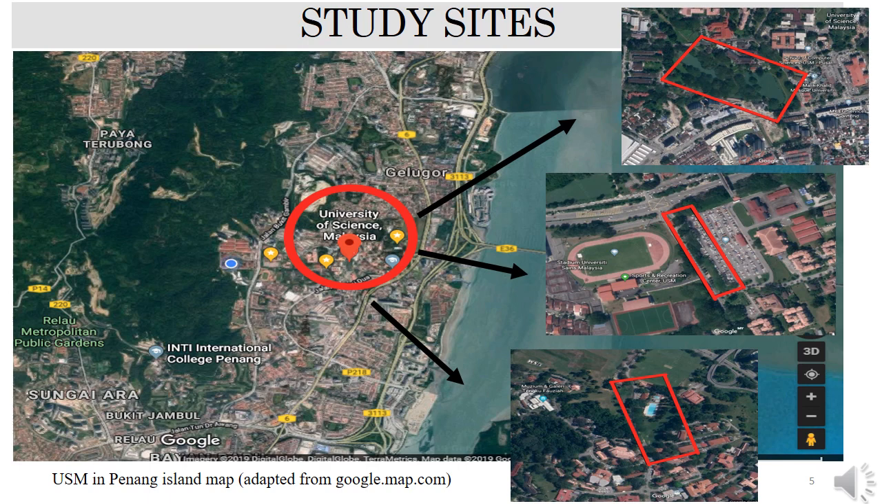For study sites, USM main campus was the place to conduct this study. This campus is located in Gelugor, Penang. There are 30 rain trees in USM campus that will be assessed. Ten trees each were located in Fajar Harapan, which is the first picture, the second one is Padang Kawat, and the last one was in Minden. There were 3 different sites to collect the visual tree assessment data.